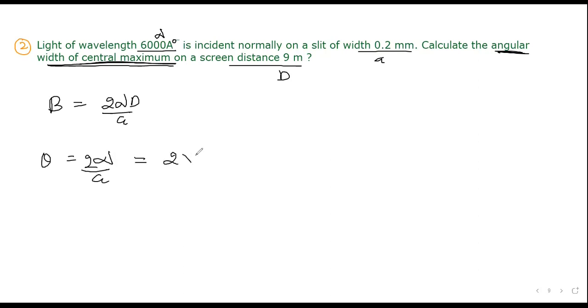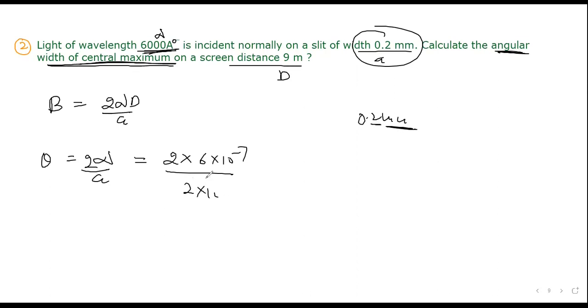Lambda is given as 6 into 10 power minus 7, the 6000 angstrom. The slit width a is given as 0.2 mm. Mm is 10 power minus 3, so 0.2 mm you can write as 2 into 10 power minus 4. This 2 you can cancel, so 6 into 10 power minus 3, in meters, I am writing here because we are finding the angle.